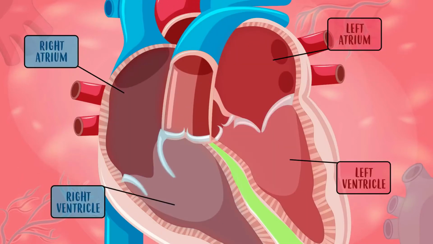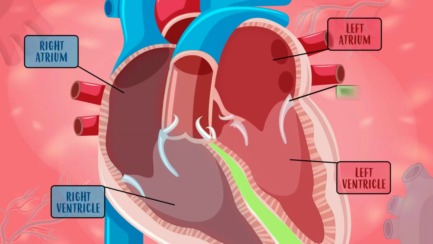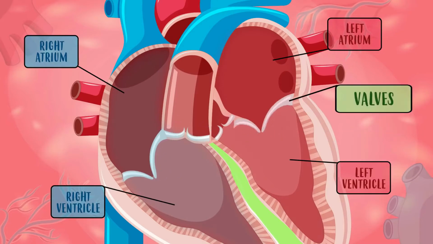The heart also has four kinds of doors, which are called valves. These valves open to let blood in, and they close so this blood can't go back.